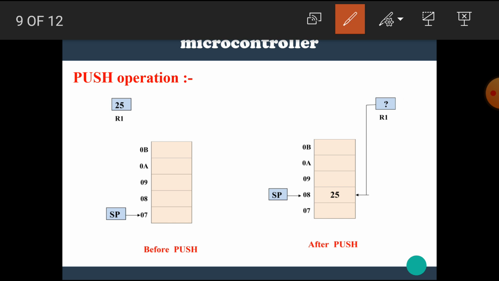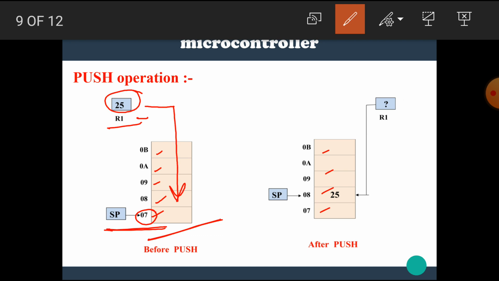In this diagram, we can see the cross section of the stack. Here the memory locations are shown: 07H, 08H, 09H, 0AH, 0BH. We previously learned that after reset, the stack pointer has the initial value 07H. Now the register R1 of register bank 0 contains some data, 25H. This data needs to be loaded into the stack. For that purpose, a push operation is performed.